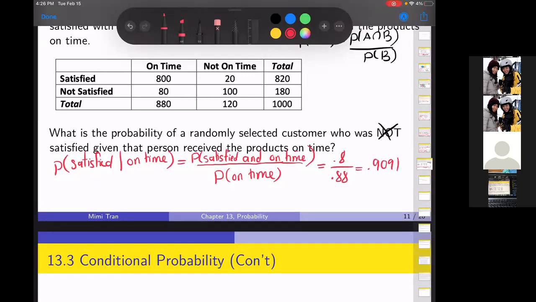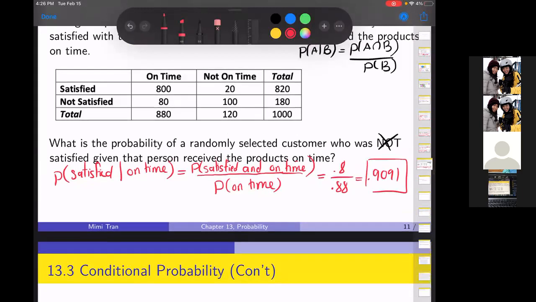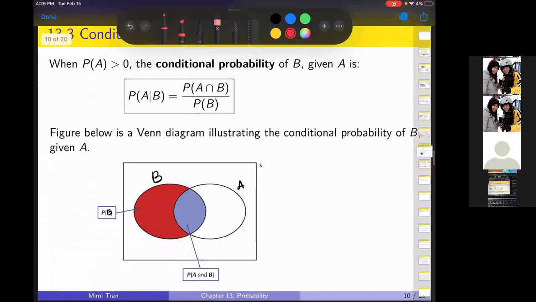Which makes sense, right? If you are satisfied when you receive your things on time. So 90% of people are satisfied if they receive their purchase on time. Again, your probability should be between 0 and 1. If you have some number bigger than 1, something is wrong. Do you have any question about this problem? On the exam, whenever you see given, use this formula.